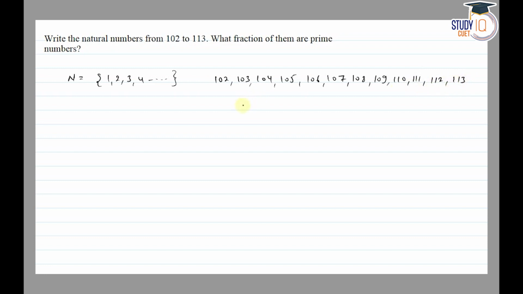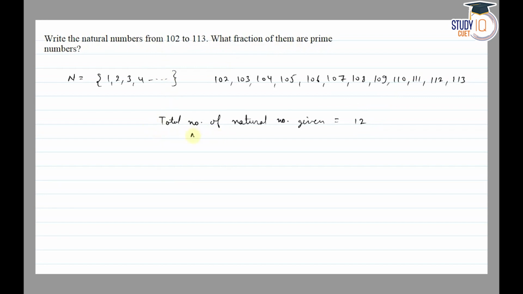So here total number of natural numbers given is equal to 1, 2, 3, 4, 5, 6, 7, 8, 9, 10, 11, 12. So it will be 12. And what fraction of them are prime numbers?